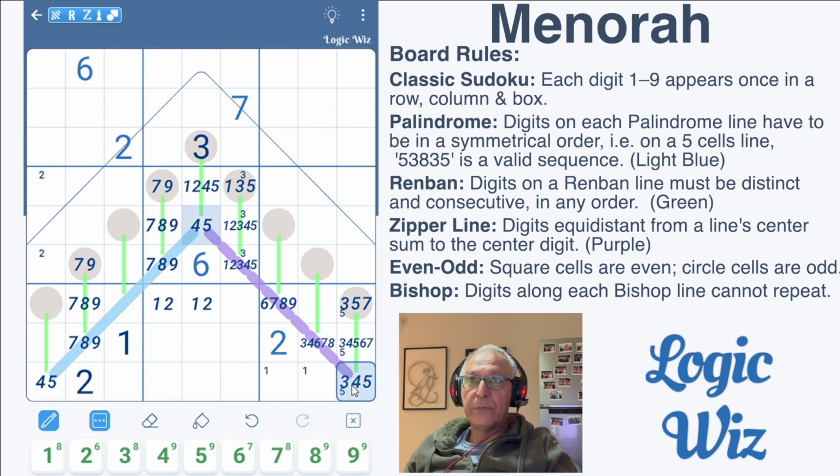Okay, here we have 3, 4, 5, here we have 4 and 5. The minimum sum here is 7. We can eliminate the 6 from here. And now 6 can no longer be on this line, because we cannot have 6 here, and here we must have an odd number. So sequence here must be 7, 8, and 9.